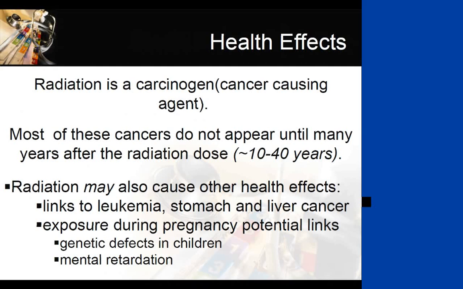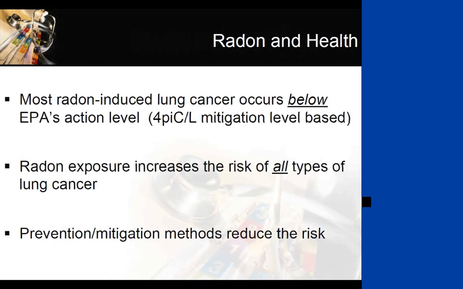And there's also other things. Other than lung cancer, they're starting to attribute and do studies on links to leukemia, stomach and liver cancers, exposure during pregnancy to potential links to genetic defects and mental retardation. These are also studies, but things to look at, and if we can prevent radon in the home, we can also help prevent some of these health issues.